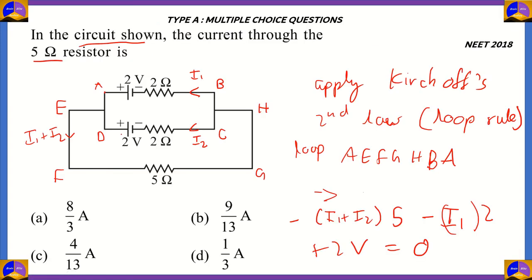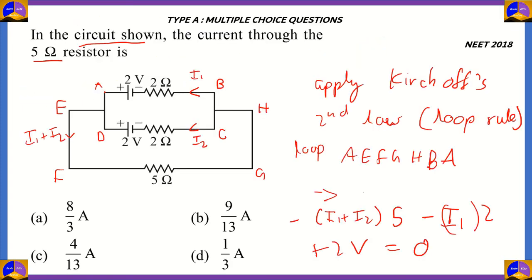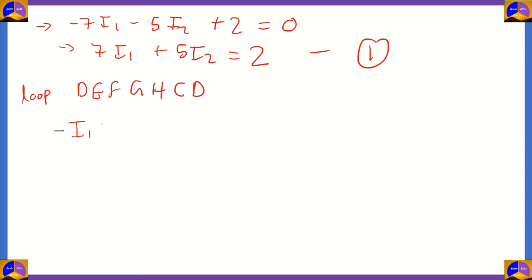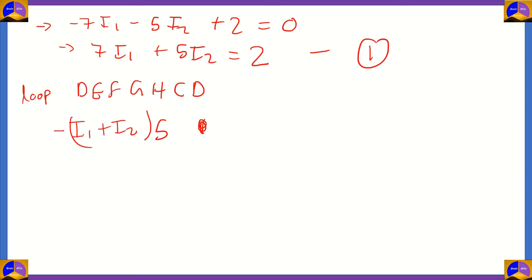Now let's look at the next arm, which is the current passing through the loop D, E, F, G, H, C, D. So through this loop, you can see that first of all, there's the current I1 plus I2 passing through the 5 ohm resistor. So therefore, that means you have a negative of I1 plus I2 times 5. Then we have the current I2, which is passing only through CD. And then through CD, it passes through a 2 ohm resistor. So therefore that means minus 2 times I2.